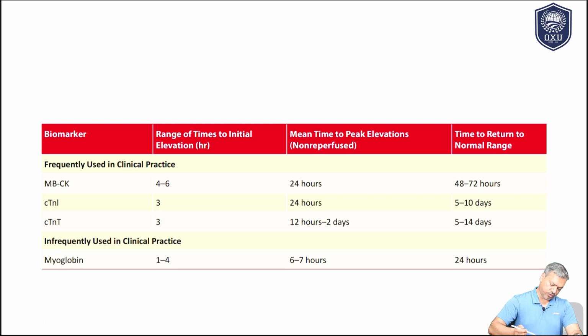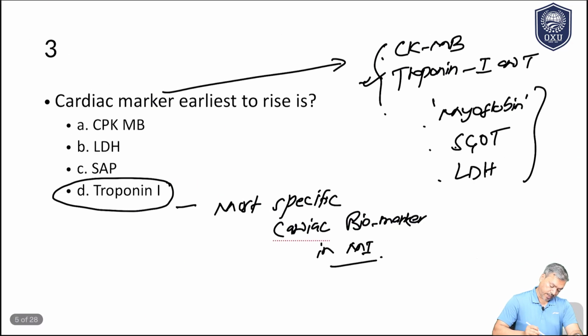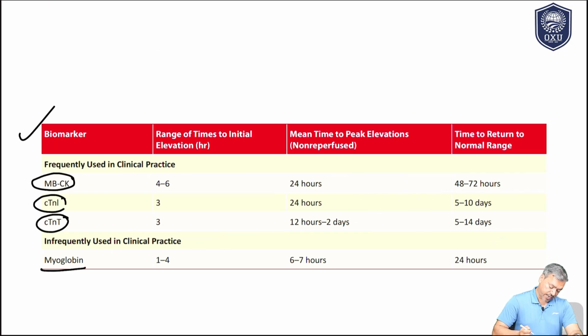Now I have collected one table. See this: CKMB, troponin I and troponin T, and even myoglobin can be done, but which is the earliest to rise? Troponin T is not given here, only troponin I is given, and it elevates around 3 hours after the myocardial infarction occurs, the mean time to peak is 24 hours, and within 5 to 10 days it comes back to the normal range. So that's why this is the answer here.